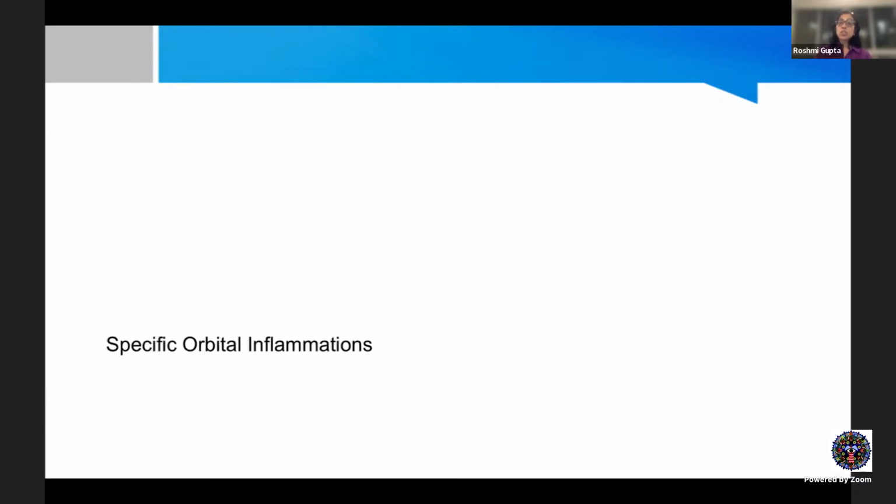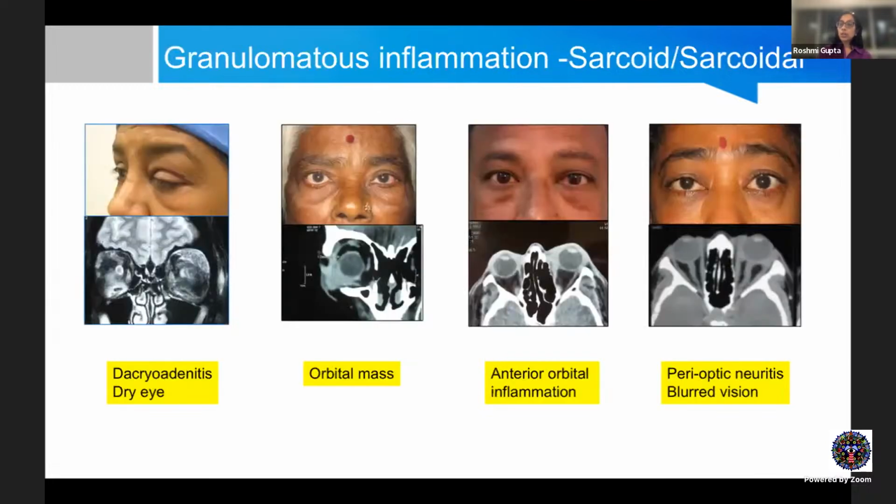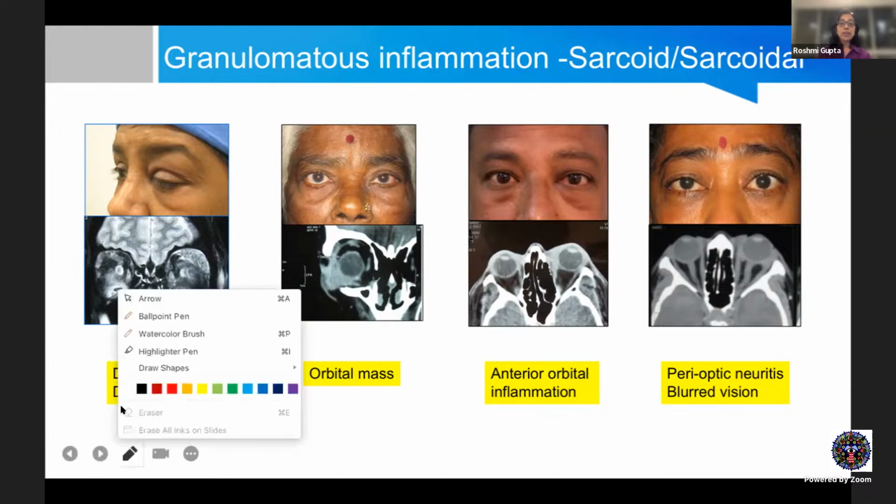When we speak about specific orbital inflammations, we will be talking more about the common ones because there is quite a list of what specific orbital inflammations may be. We will be talking about the systemic manifestation as well as the ocular manifestation. The commonest, possibly the commonest of the specific orbital inflammations, is the granulomatous inflammation, the sarcoid or the sarcoidal reaction. It might have multiple manifestations. The commonest, once again, possibly is the involvement of the dacryoadenitis.